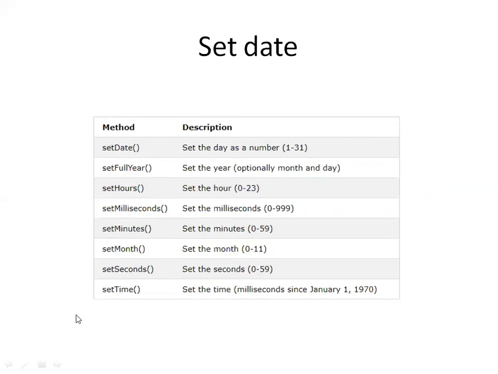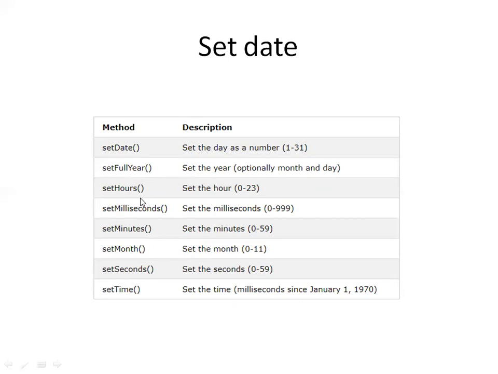These are the set methods. The set date method is used to set the date object. Set date. It is used to set the day as a number. The range is 1 to 31. Set full year. It is used to set the year. Here, month and day are optional.